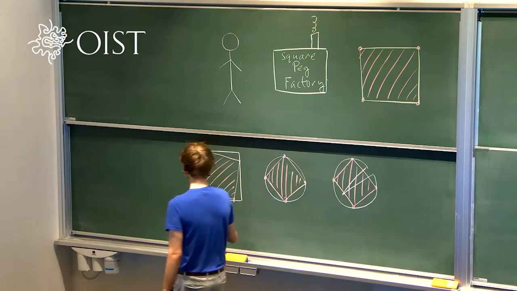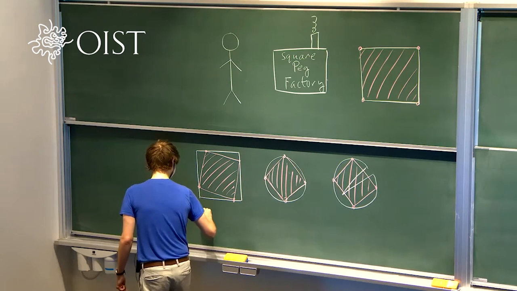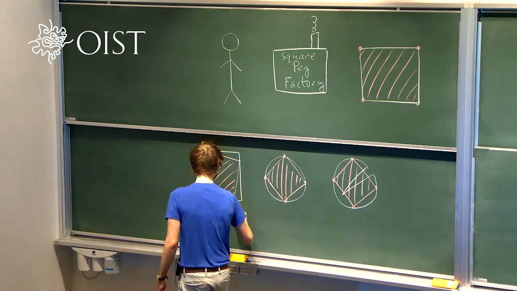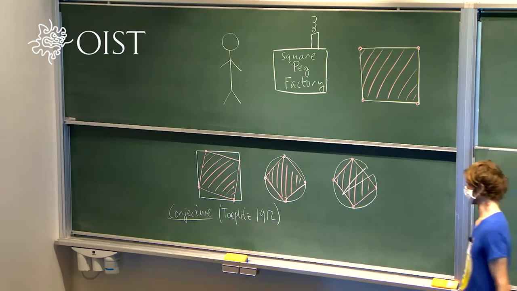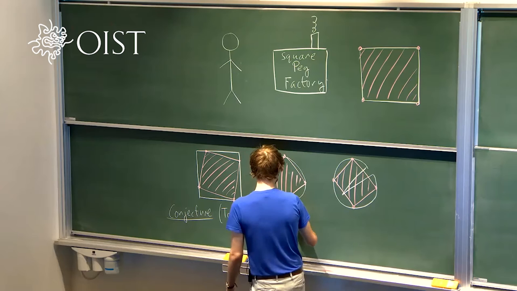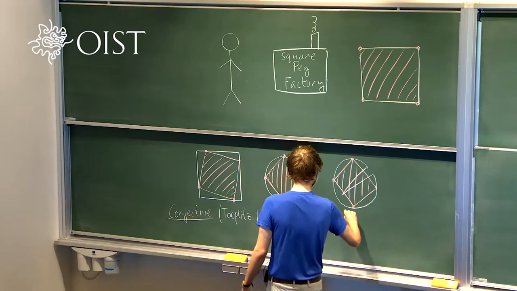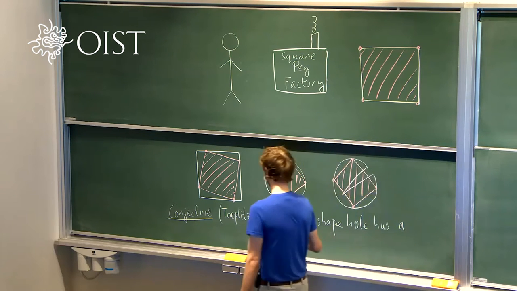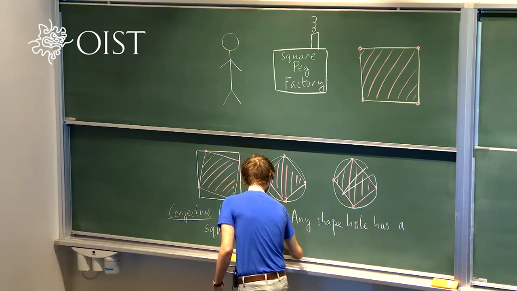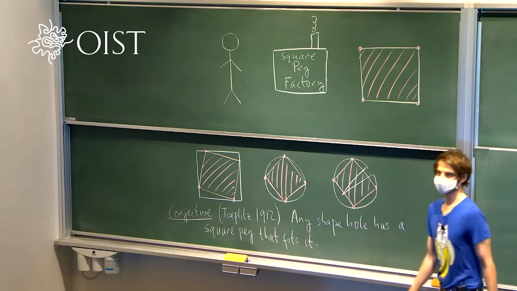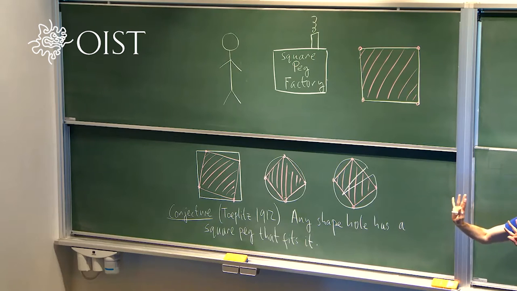There's a very old conjecture, old as conjectures go, at least open conjectures, due to Toeplitz in 1912, maybe he formulated it a little bit earlier than that, which is the following. Any shape hole has a square peg that fits it. Meaning I can draw any closed sort of loopy thing in the XY plane, then I can always find four points on that loop that form the vertices of a square. This is known as the square peg conjecture or the Toeplitz conjecture, and it's completely open in full generality, even to this day.